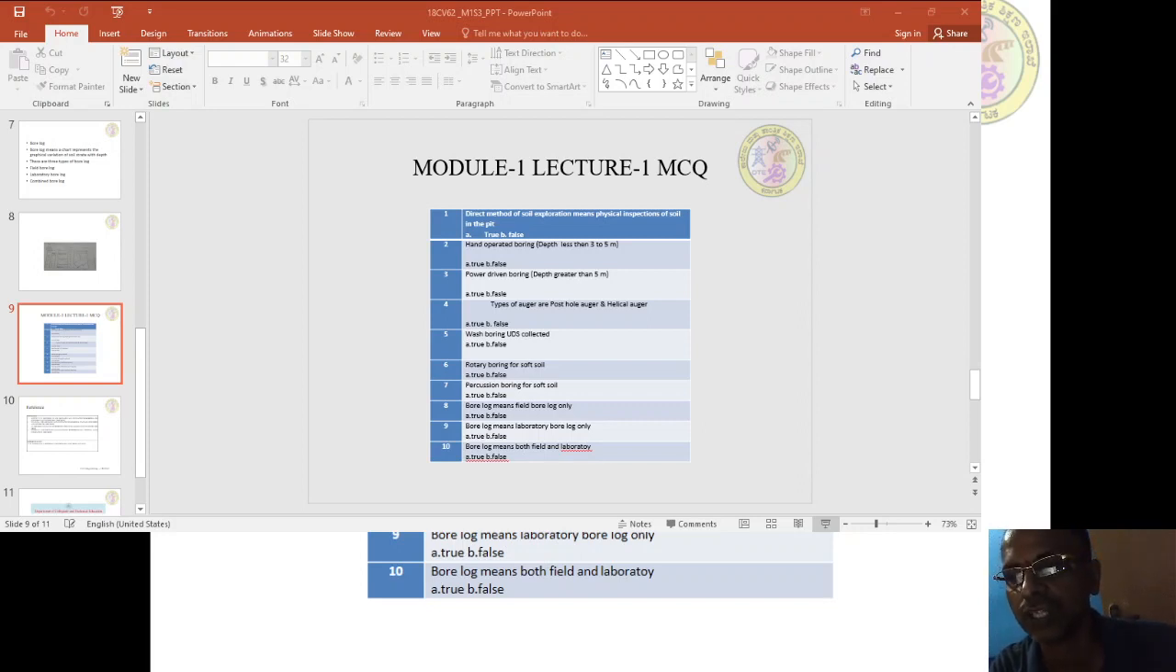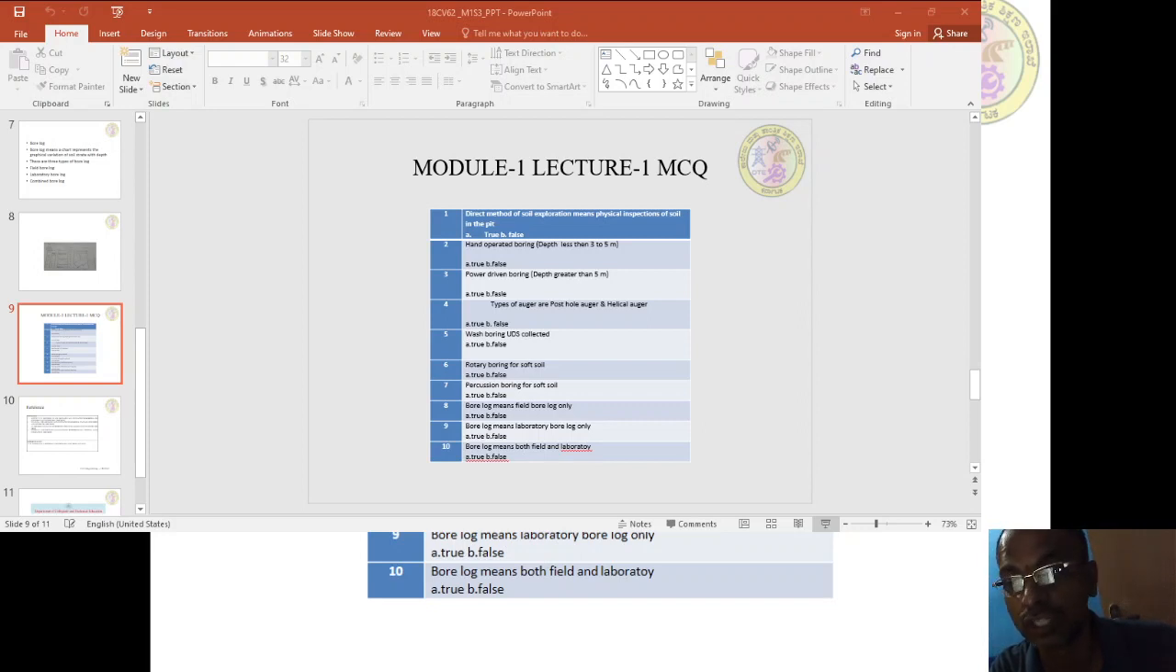Rotary boring for soft soil. As I said earlier, rotary boring is used for hard soil. It is not used for soft soil. So your option is B, false. Percussion boring for soft soil. Again, I am telling you, percussion is used for stiff clay and hard, densely over-consolidated soils. Therefore, the statement is wrong.